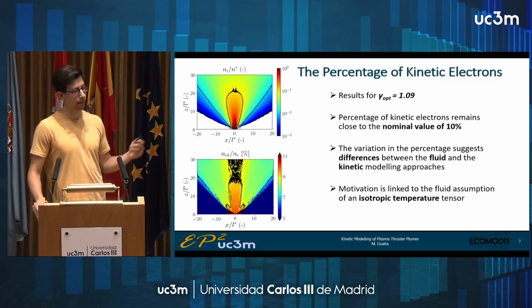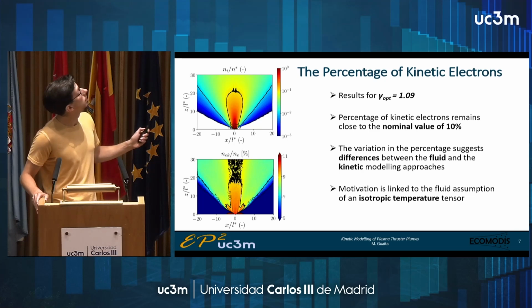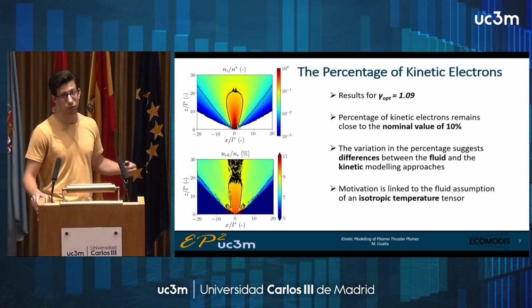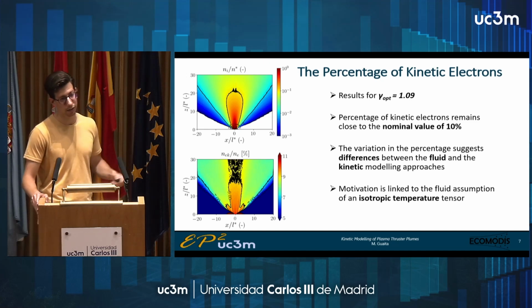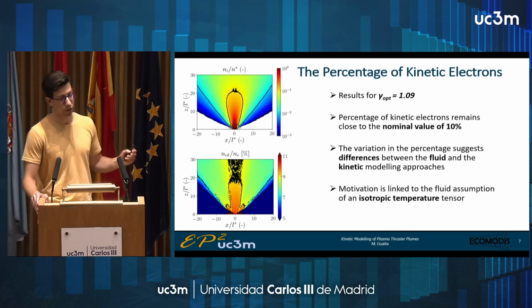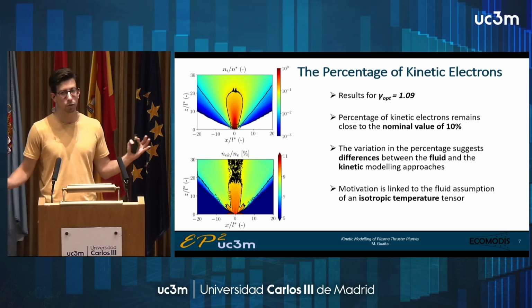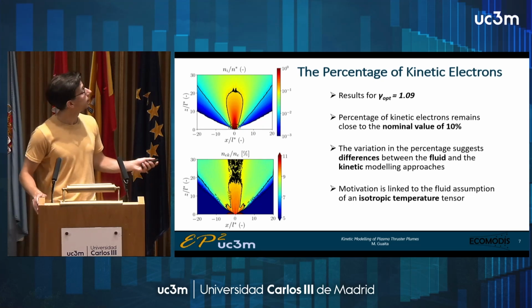So what effect does this have on our two populations of electrons? Well, here you see the ion density map, which, since we're assuming quasi-neutrality, is equal to the total electron density map. And here you see the fraction of kinetic electrons with respect to the total electron density in the plume. Nominally, we inject 10% of kinetic electrons. So if this was exactly 10% all over the plume, we would have a perfect matching between the fluid model and the kinetic model. It's not.